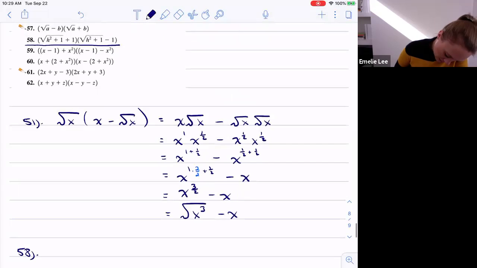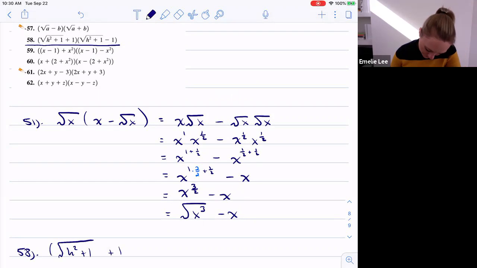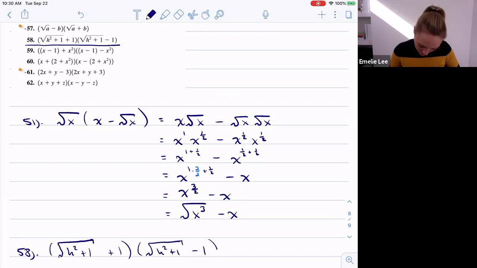58 has, okay, so we've got the square root of h squared plus 1, and then plus 1. So you want to make sure that your square root ends over that first plus 1, times the square root of h squared plus 1 minus 1.